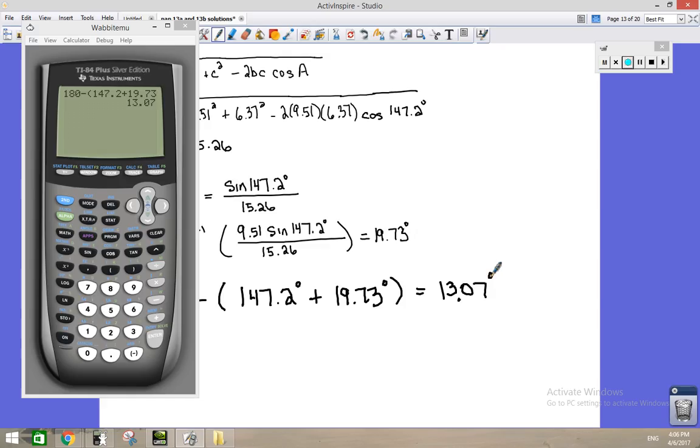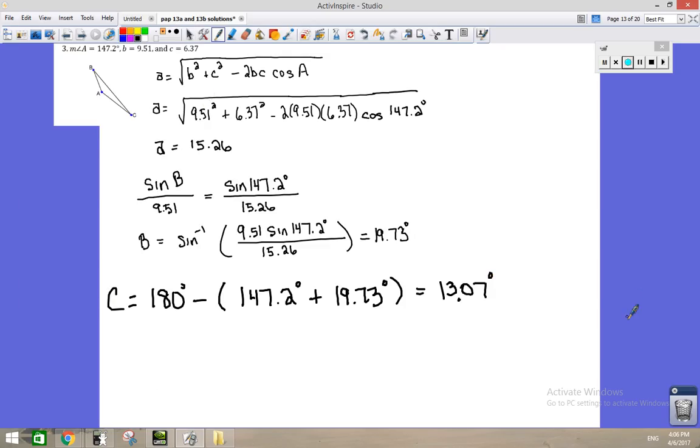Alright, so we're done here with this problem number 3 because they gave us 3 pieces of information. We found 3 pieces of information. They gave us the measure of angle A. We found the measure of angle B. We found the measure of angle C. They gave us 2 of the 3 lengths. They gave us B and C, and that's how we started the problem, is that we found the length of A. So I hope that helps, and I'll talk to you later.